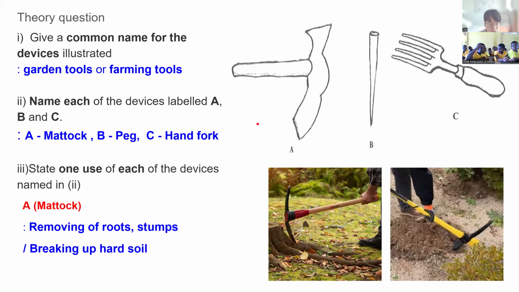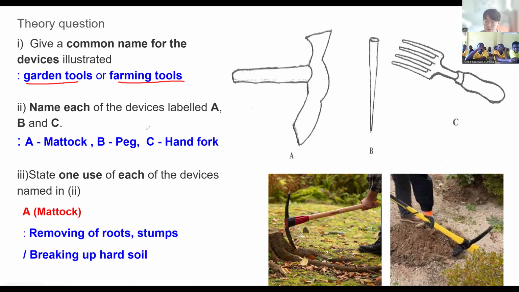This theory question, I think it was a little bit challenging in terms of names. So I will try to go through this while teaching. It says to give a common name for the devices shown here, A, B, and C. And you can answer by saying these are all garden tools or farming tools. So, indeed, all of these are used for farming.